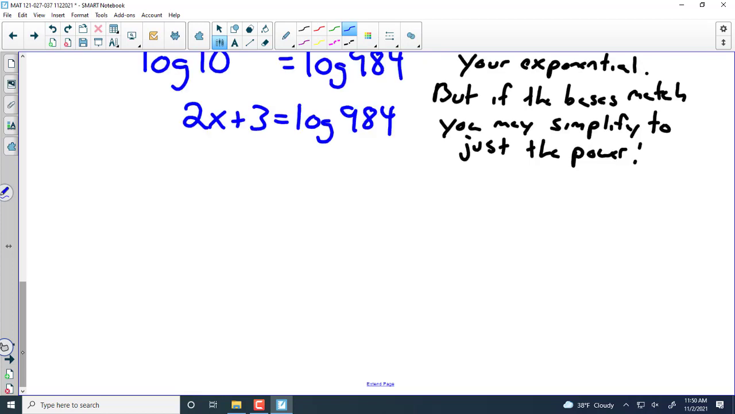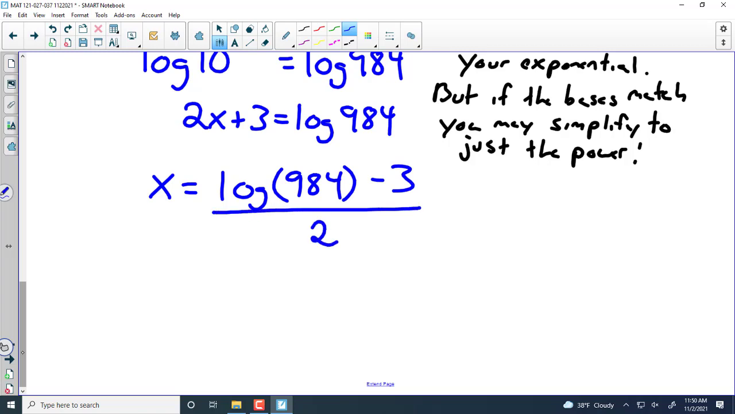Someone tell me how to solve that for x. What do I need to do to get x by itself? Two steps. Subtract 3 and divide by 2. So on your calculator, you do the log of 984. You're going to get a really bad decimal on your screen, 2 point something. You're going to subtract 3 from that. It's going to become negative. That's okay. Then you're going to divide that by 2.